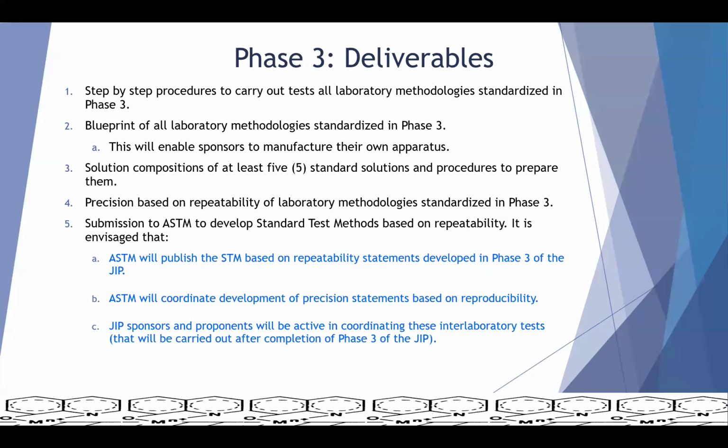So the JIP phase 3 will complete by publishing the repeatability, and then we anticipate that ASTM will coordinate the reproducibility statement development. As per the ASTM procedure, a standard test method can be published with the repeatability statement as long as the reproducibility statement can be published within 5 years of the publication of the standard test method.